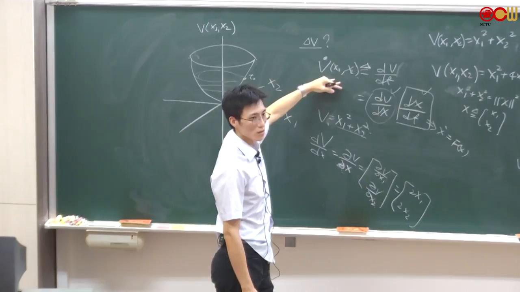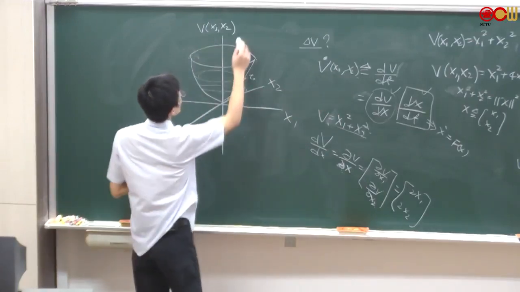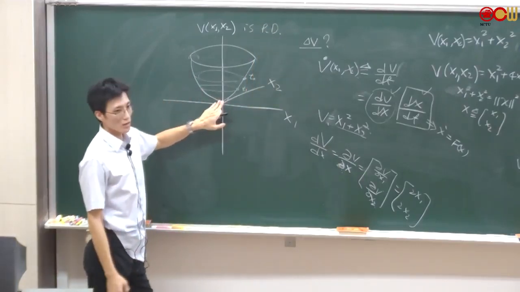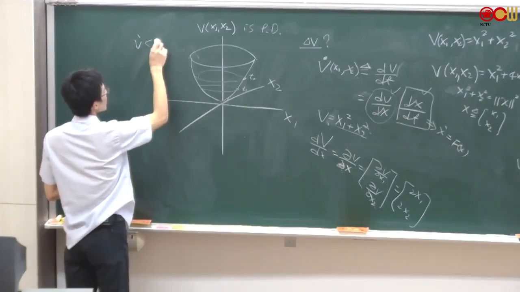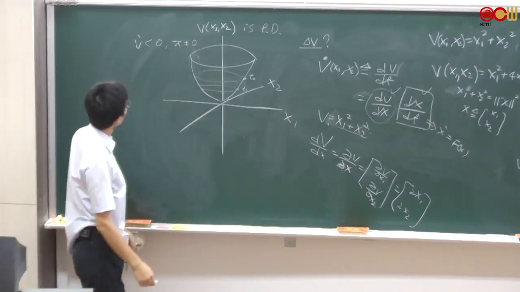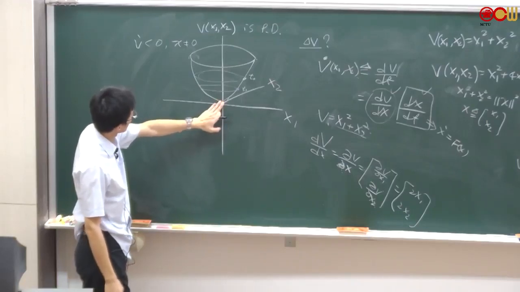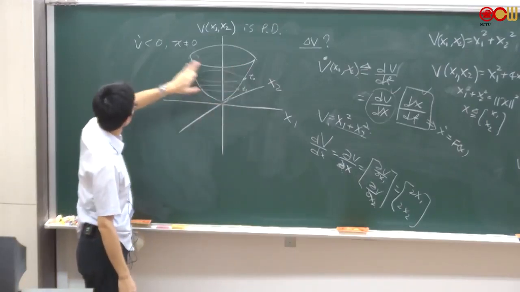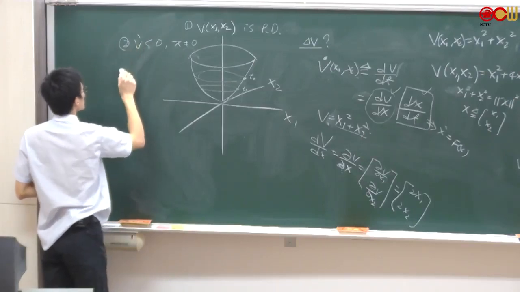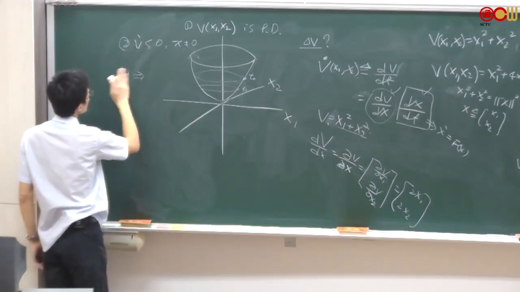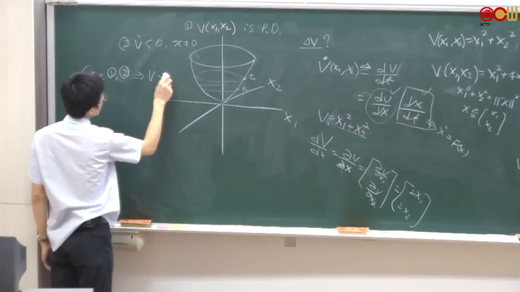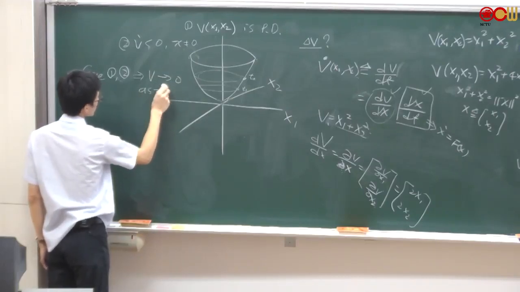And if the time derivative is negative, if V is PD, positive definite, which says it is 0 only at 0, and if V dot is negative definite for x not equal to 0, that means anywhere other than 0, it's always decreasing. Then, given these two conditions, 1 and 2, V will reach 0 as t goes to infinity.